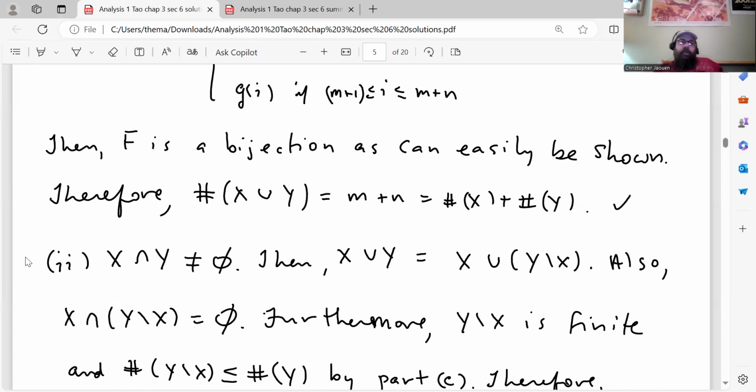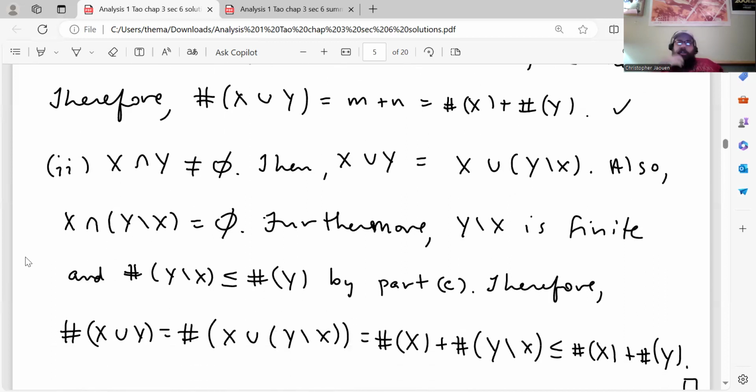And then we go to the more complicated case, which is where X and Y are not necessarily disjoint, right? Then X union Y is equal to X union the set difference of Y with X. Also, notice that X intersect the set difference of Y with X is empty. Furthermore, Y minus X is finite, and the cardinality of Y minus X is less than or equal to the cardinality of Y. Those two things follow from part C, which we haven't proved yet, but we'll prove them when we get to part C.